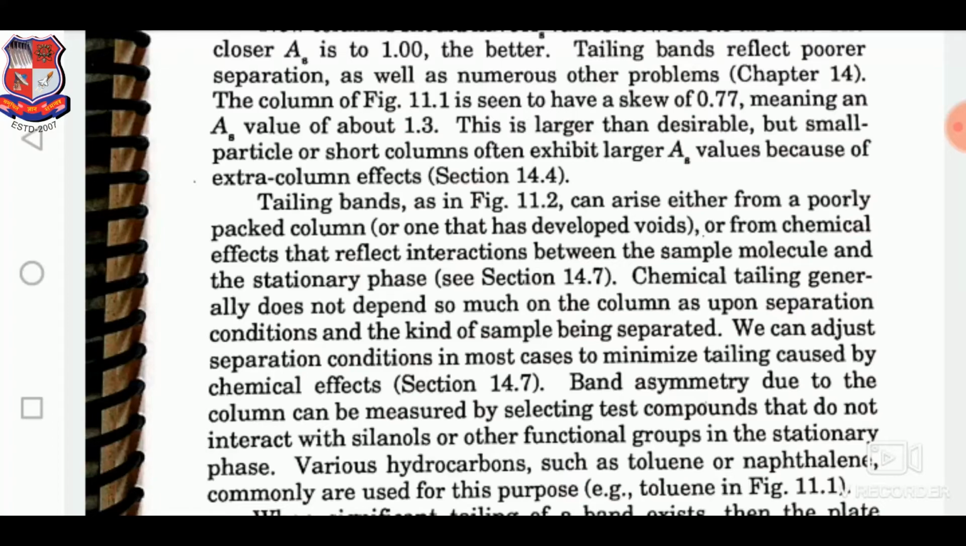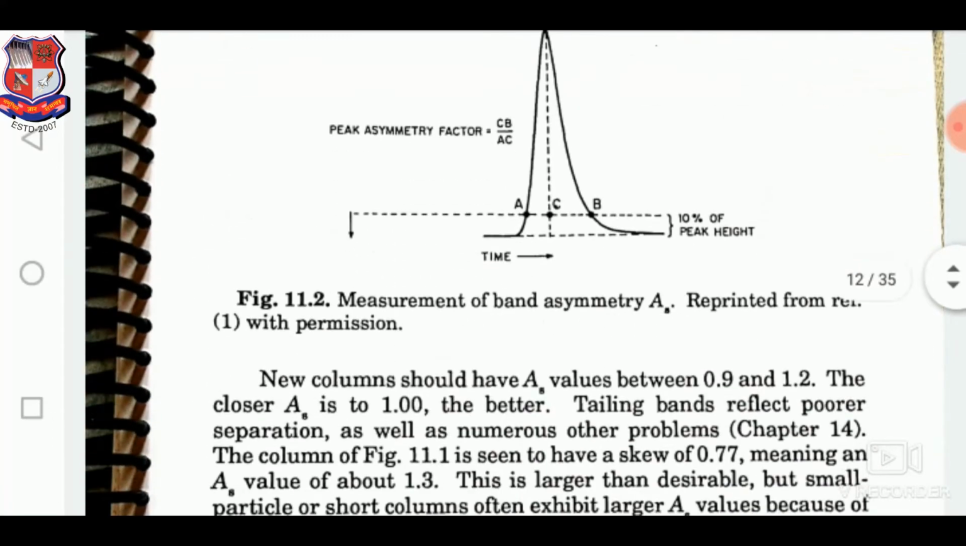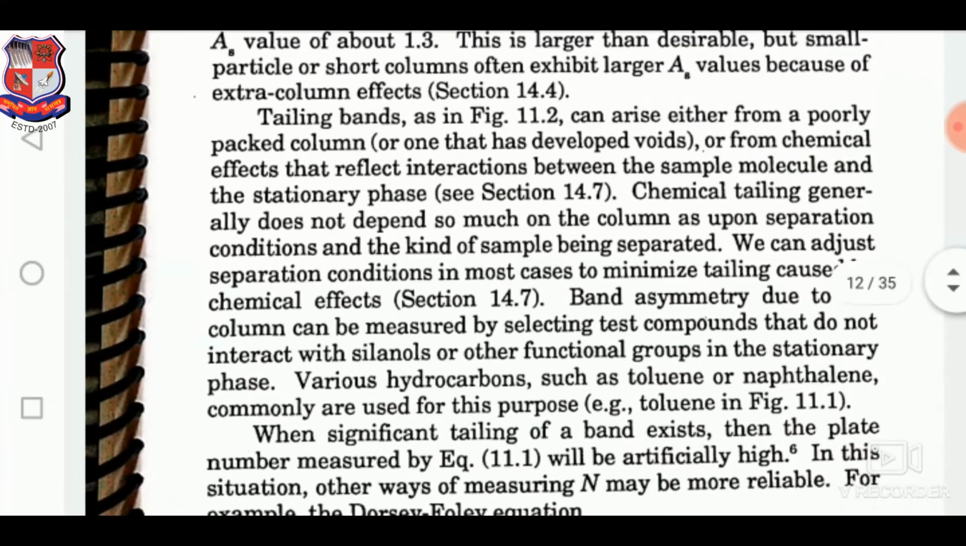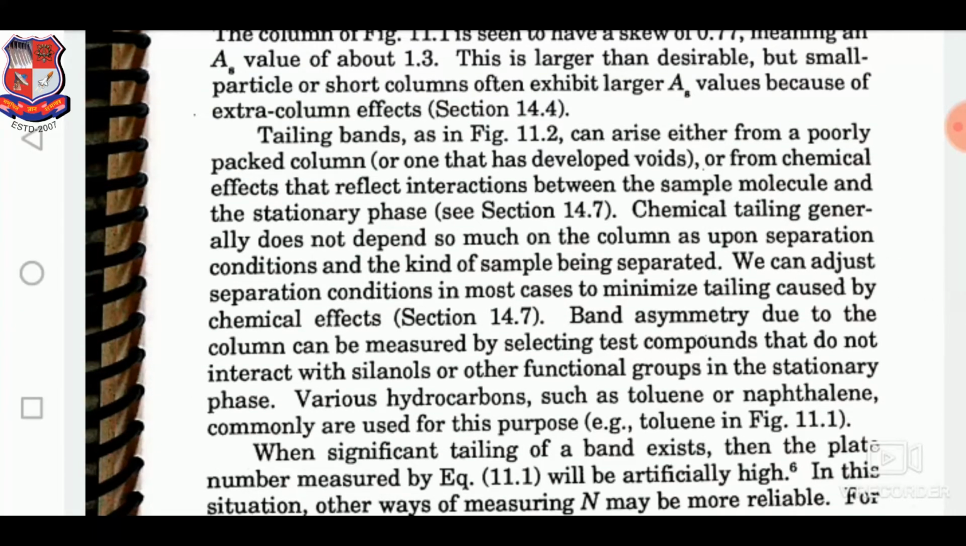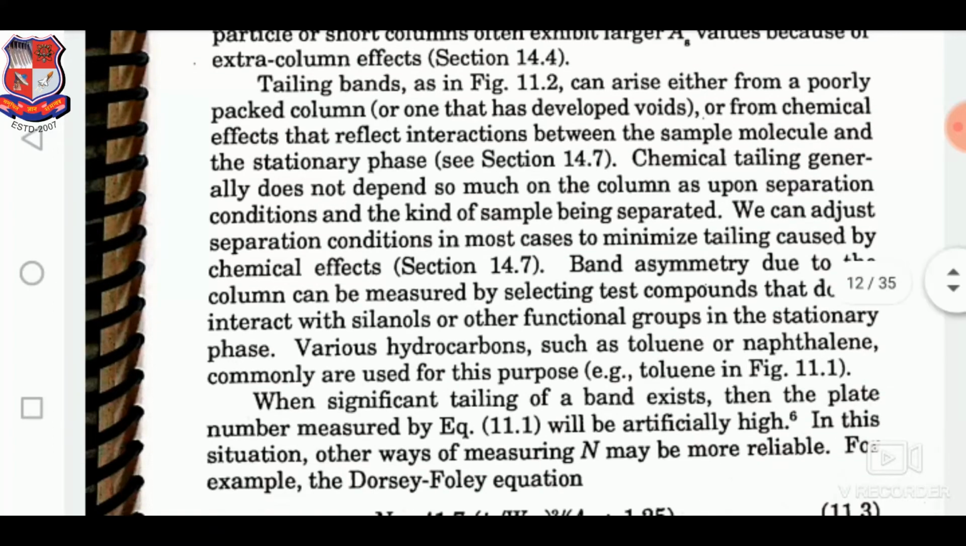Tailing bands, as in figure 11.2, that is over here, 11.2, can arise either from a poorly packed column or one that has developed voids, or from chemical effects that reflect interaction between the sample molecule and the stationary phase. Chemical tailing generally does not depend so much on the column as upon separation conditions and the kind of sample being separated. We can change separation conditions in most cases to minimize tailing caused by chemical effects.